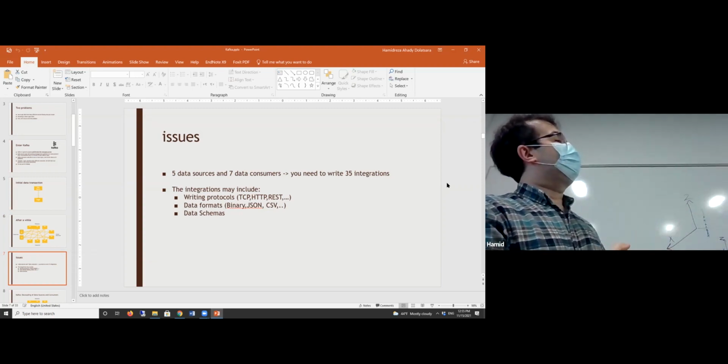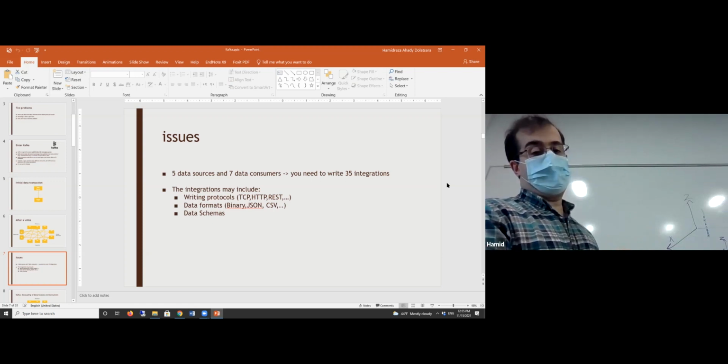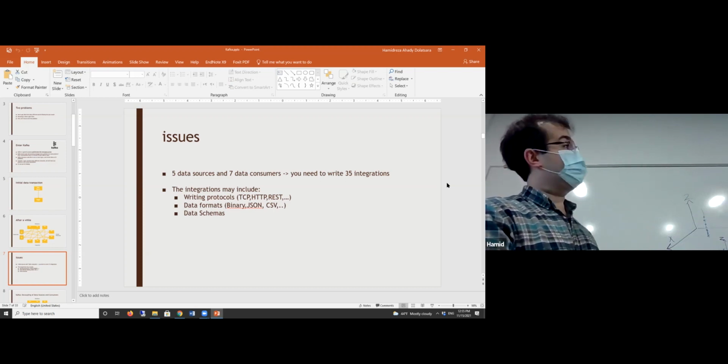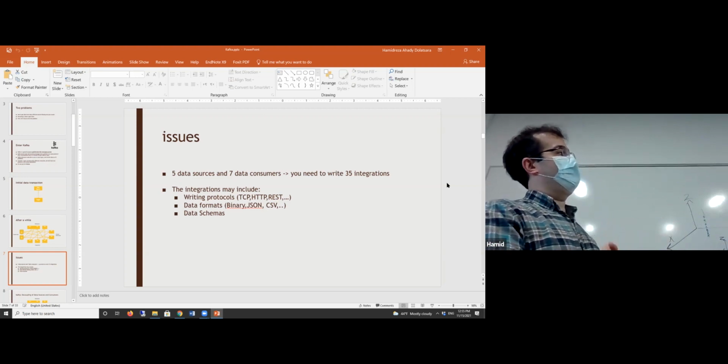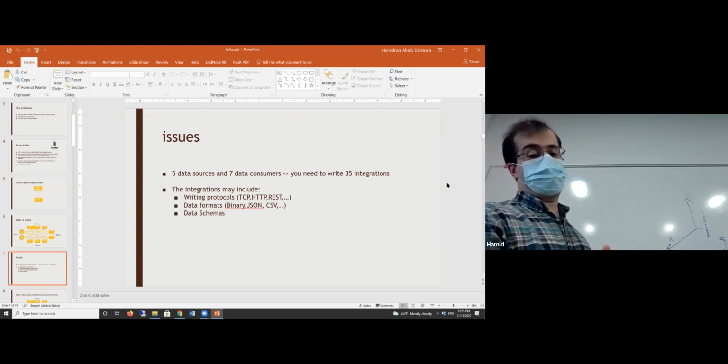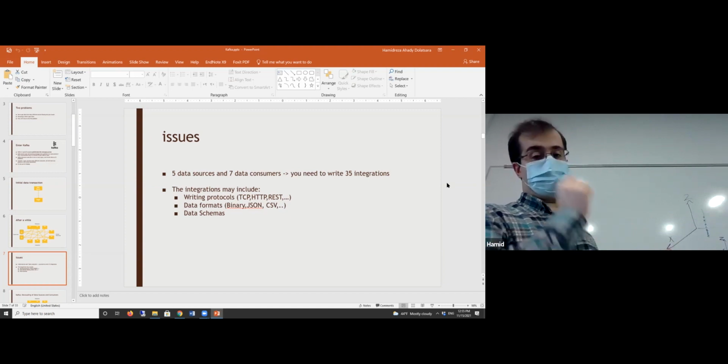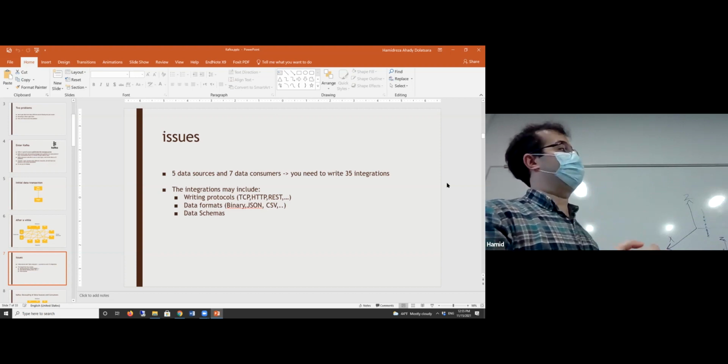So the integration part of Kafka includes several protocols or data formats. For example, I'm pretty sure you have heard of HTTP. You might have heard of REST. These are some internet protocols. Also, we have different data sources. It could be in binary format, 0, 1, JSON, CSV, and different schemas.